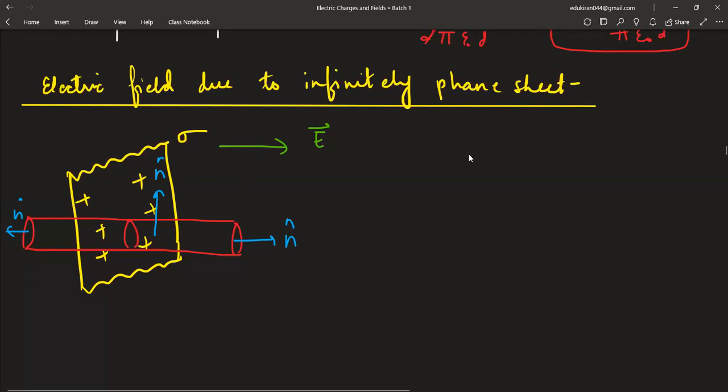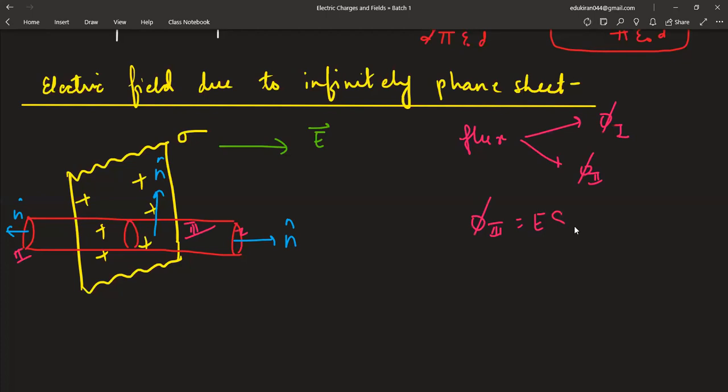So flux would be due to which surfaces? Just the flat surfaces, not the curved surface. Let's say this is 1, this is 2, this is 3. Flux will be due to the first and second surfaces. For the third surface, the flux is E S cos 90 degree, and cos 90 is 0, so this is directly 0.